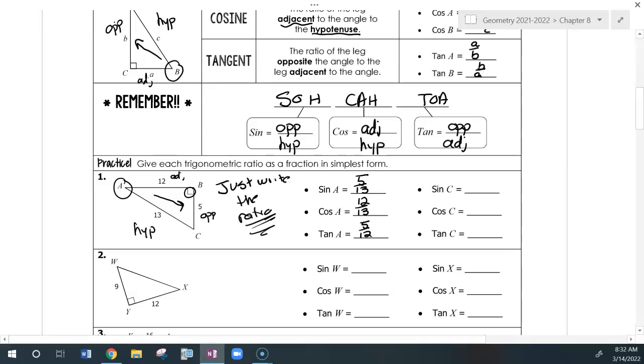Now we're going to do C. Angle C. Notice your hypotenuse is always the one opposite the right angle, so that doesn't have to change. But when I'm looking from C, the 12 becomes opposite and the 5 becomes adjacent. So that's going to change my ratios. Sine of C is going to be 12/13. Cosine of C is 5/13, and then tangent of C is going to be 12/5.